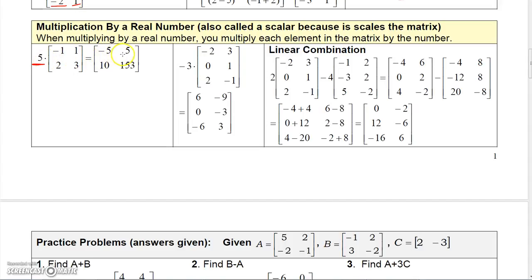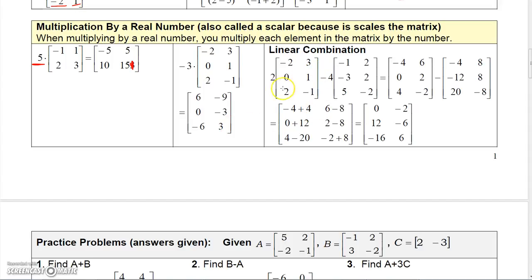So if I wanted to multiply this matrix by 5, I would multiply 5 times -1 and get -5. 5 times 1 is 5. 5 times 2 is 10. And 5 times 3 is 15. So that would be the product that you get there. Here, just multiply everything in this matrix by -3 to get the result, and you can do that as a practice problem.